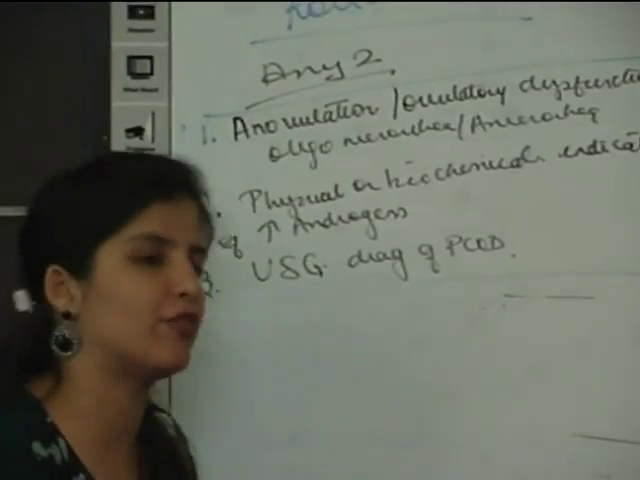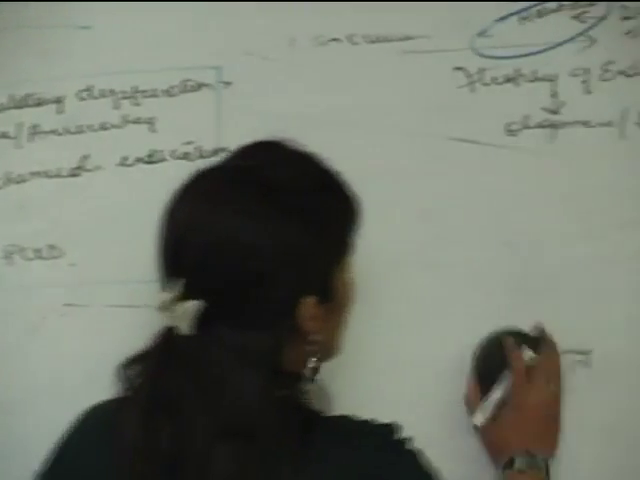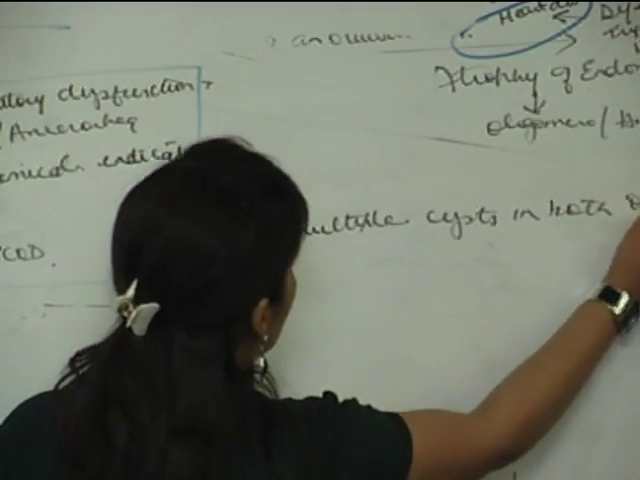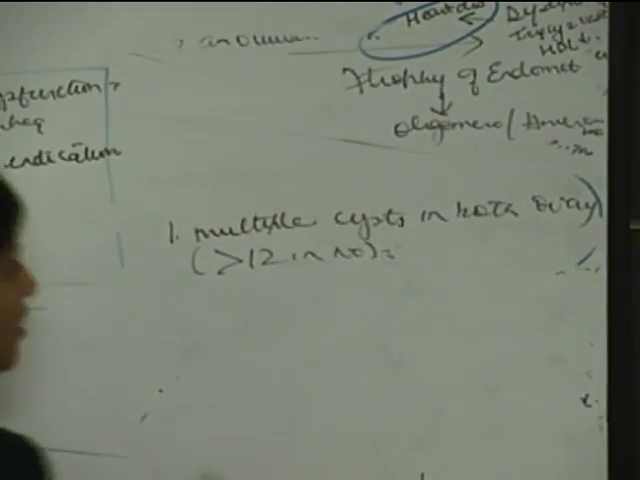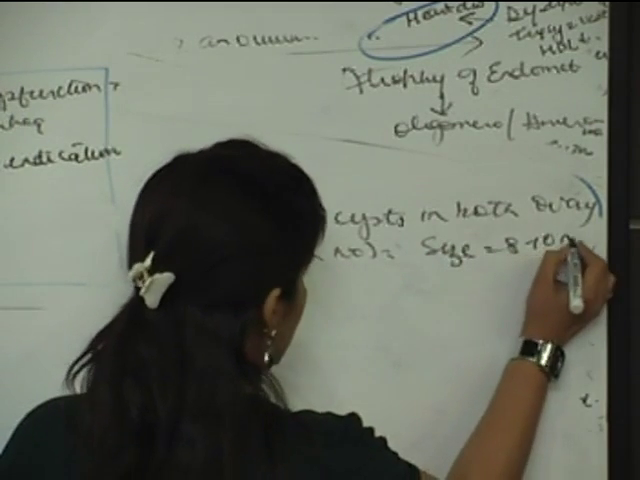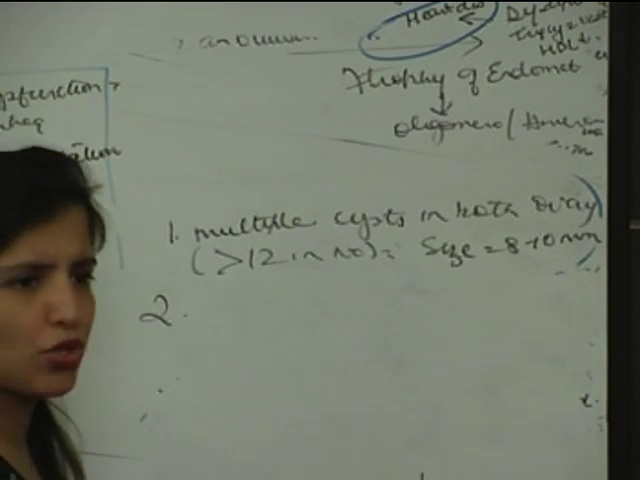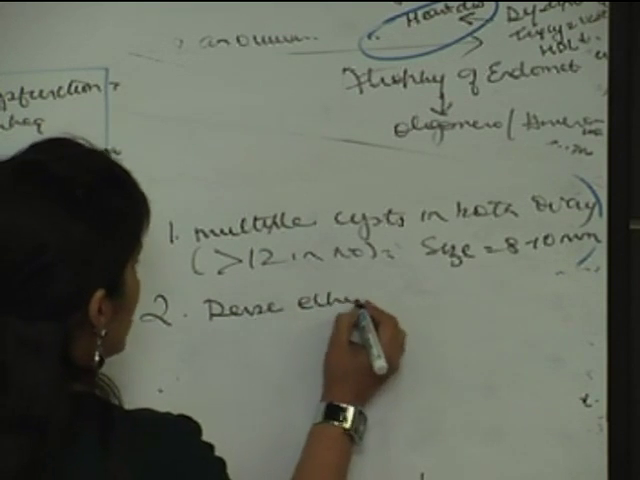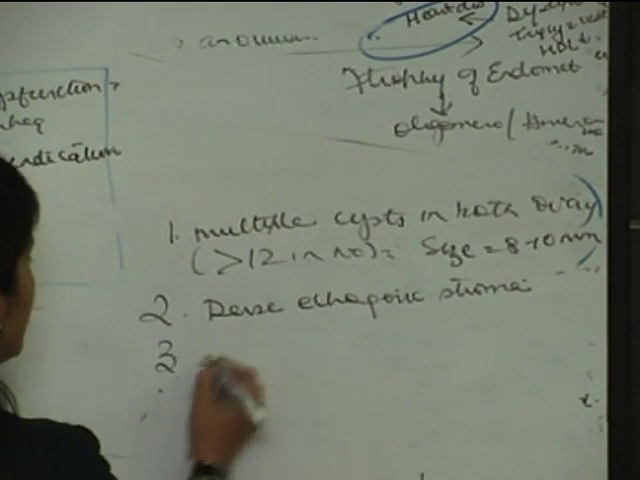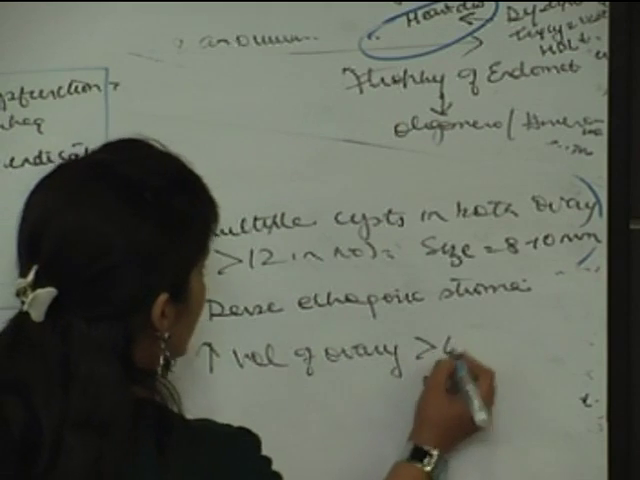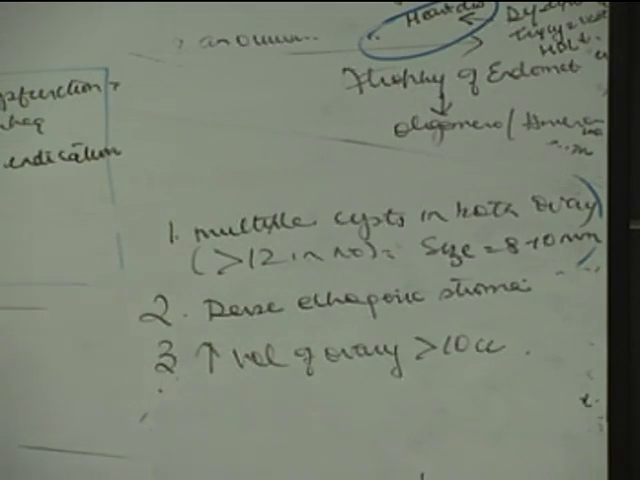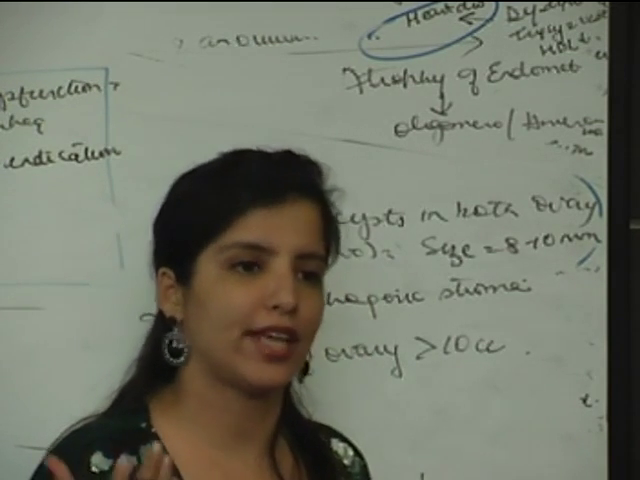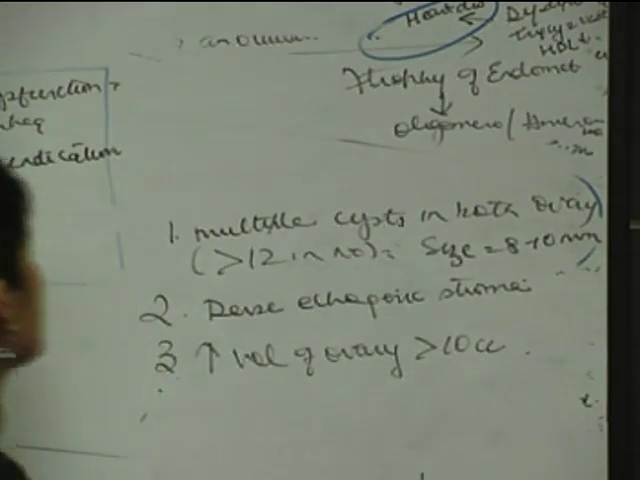Now, what is the ultrasound criteria for PCOD? Number 1, there should be multiple cysts in the ovary, in both the ovaries, more than 12 in number, and the size of the cysts should be roughly between 8 to 10 millimeters. These cysts, as I told you, are generally arranged around the periphery of the ovary, giving it a necklace appearance. Number 2 is dense echogenic stroma of the ovary. And number 3, increase in the volume of the ovary, that is, it should be more than 10 cc. So these are the ultrasonographic criteria for PCOD. Besides this, you can diagnose PCOD by getting an FSH and LH ratio done on day 2 or day 3 of the cycle.